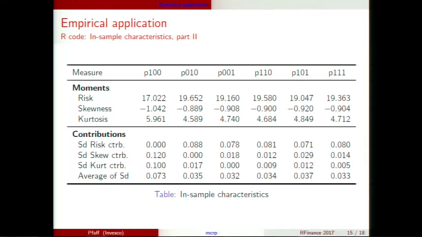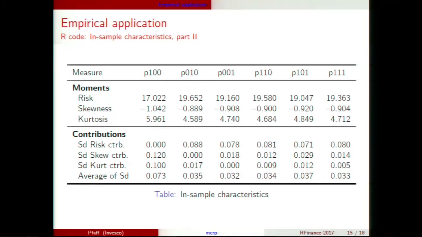So first is ERC, then comes a pure skewness optimization, a pure kurtosis optimization, then multiple criteria optimization with respect to risk and skewness, and then risk and kurtosis, and then finally the 3 of them. And the portfolio characteristics with respect to these 3 higher moments are provided in the top panel of that table, but the meat is when one takes a look at the standard deviation of the risk contributions in the lower panel.